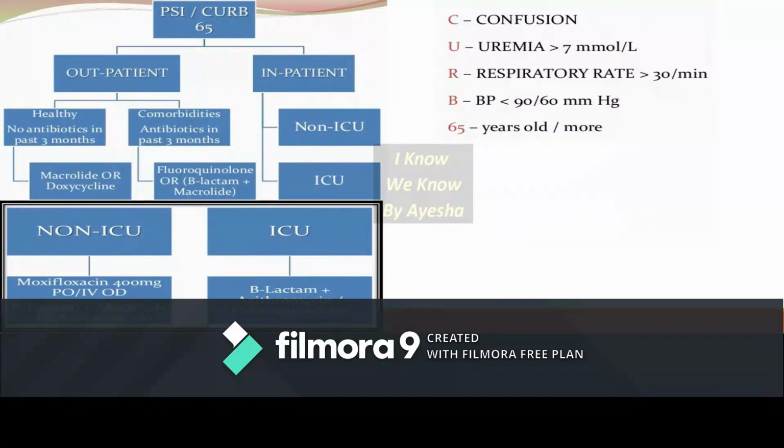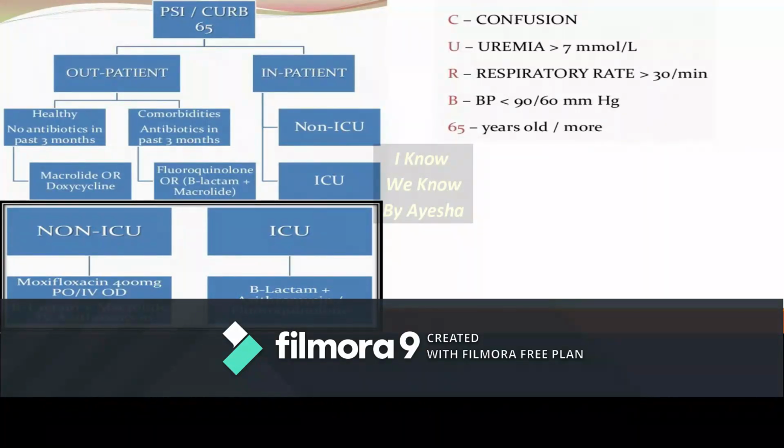The other types we can consider in the treatment depend upon the patient's condition, such as CURB, which stands for confusion, uremia, respiratory rate more than 30 per minute, blood pressure less than 90 by 60 mmHg, whereas age of the patient is 65 or more. We can divide patients into outpatient and inpatient. If outpatient, and the patient has not taken any antibiotic in the past 3 months, macrolides can be given. Whereas if the patient received any antibiotics in the last 3 months, then fluoroquinolones can be administered.